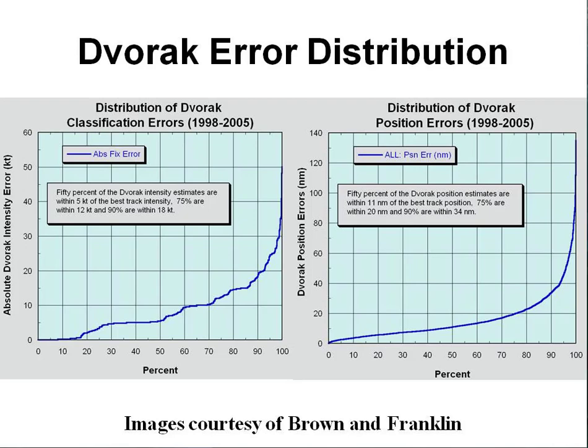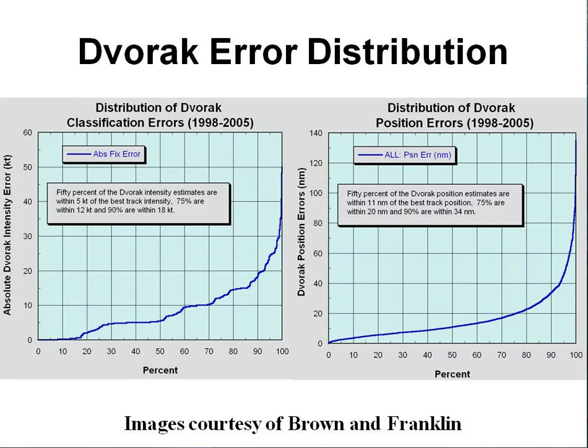To end this training session, we thought it'd be a good idea to show how well the Dvorak technique performs. The evaluation shown here was done at the National Hurricane Center. A post-analysis of track and intensity is performed at Tropical Prediction Center, and it's called the best track. For the studies shown here, the Dvorak classification errors are the difference between the operational satellite Dvorak intensities and the best track intensity.